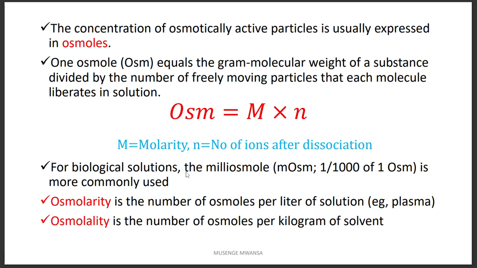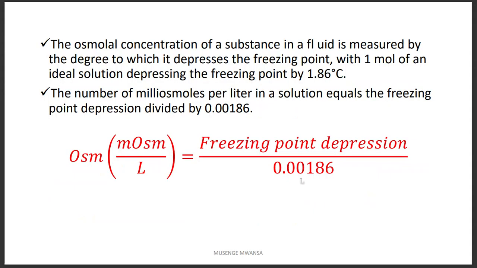Because for biological solutions the concentration is expressed in milliosmoles, osmolarity is expressed in milliosmoles per liter. That is for biological solutions mostly. If we have an L at the end, this means it's osmolarity instead of osmolality. The osmolar concentration of a substance in a fluid is measured by the degree to which it depresses the freezing point, with one osmole of an ideal solution depressing the freezing point by 1.86 degrees Celsius.